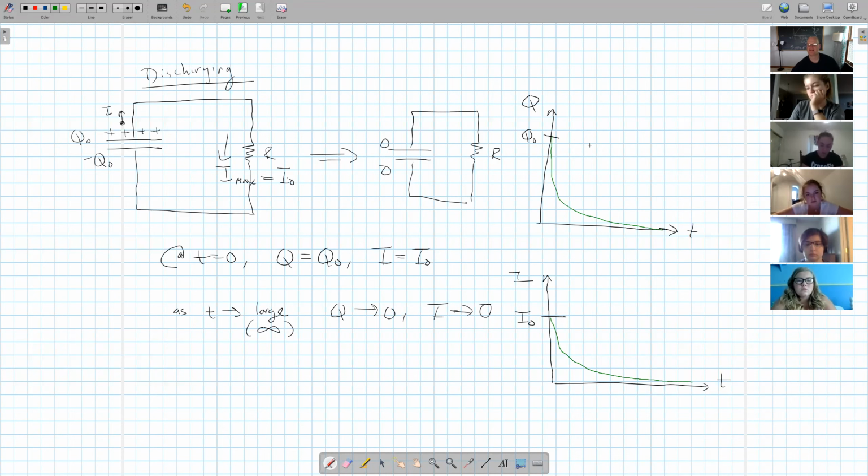So for discharging, the difference is now that the charge across the capacitor is equal to whatever that initial charge is, times e to the minus t divided by tau. And the current is I equal to whatever the maximum amount of current is, I0, times e to the minus t divided by tau, where tau is exactly the same RC, which again is the time constant.